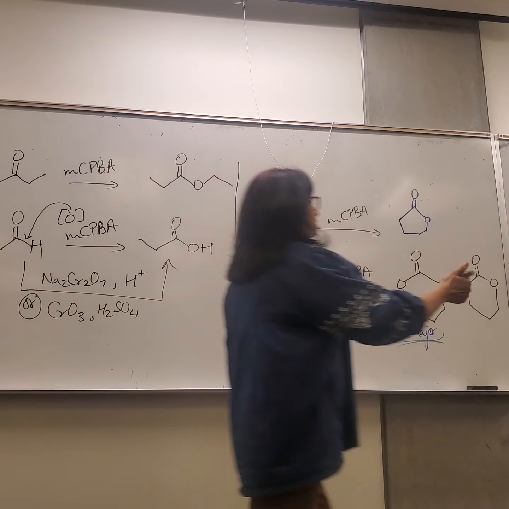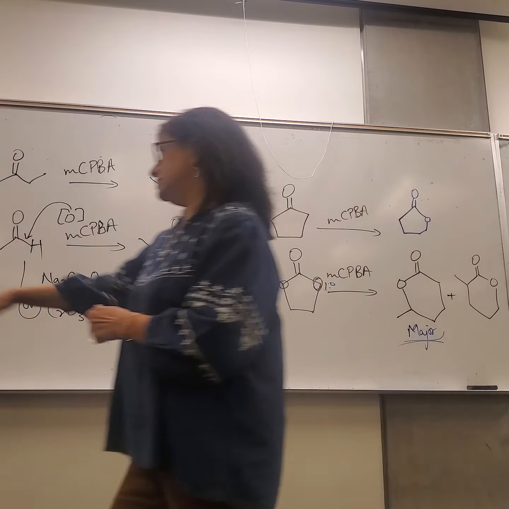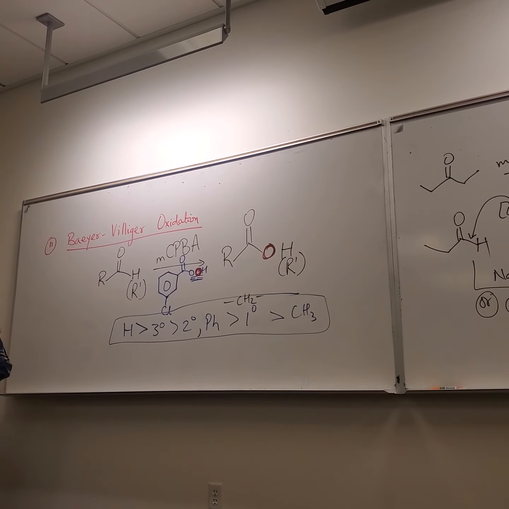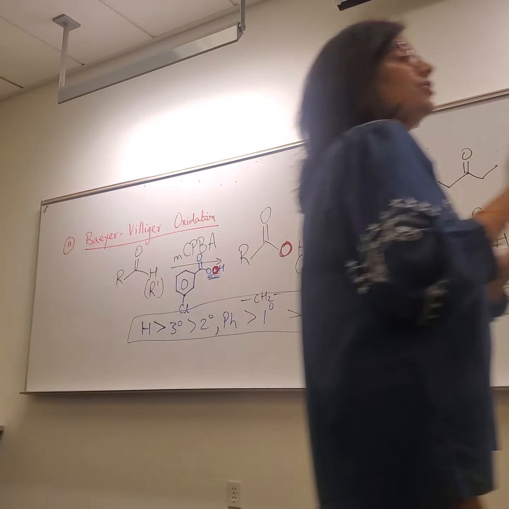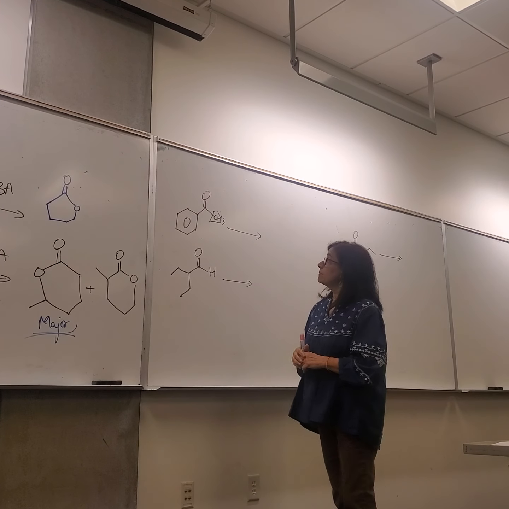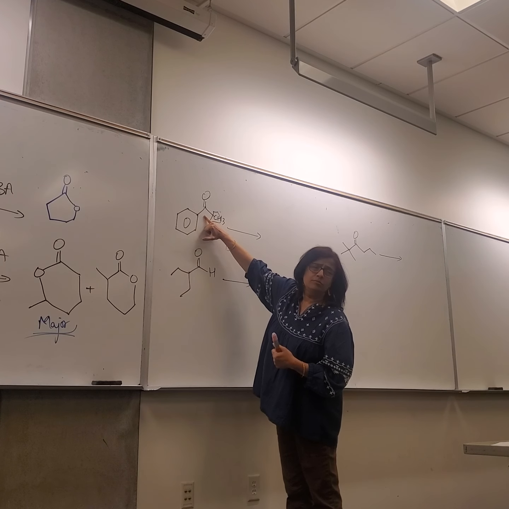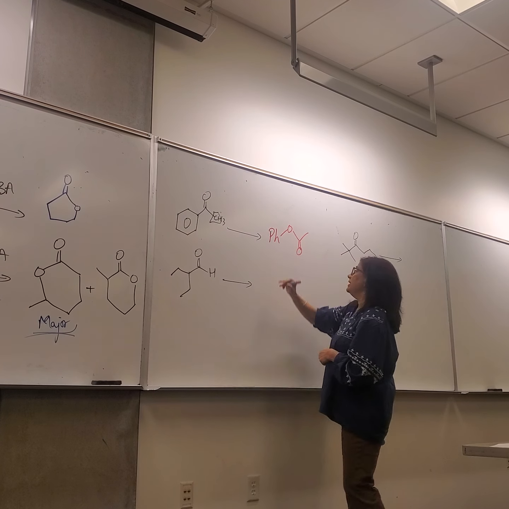So this is CH3. The same rule, the same order. So which one will be the major product? Where would oxygen prefer to be? Between the C double bond O and the benzene. Do you guys agree? It would prefer to insert in this bond. So what's the product? That one. Major product, agreed?